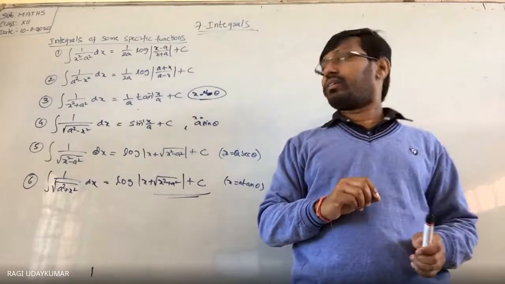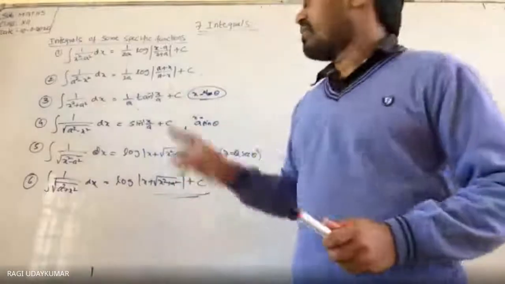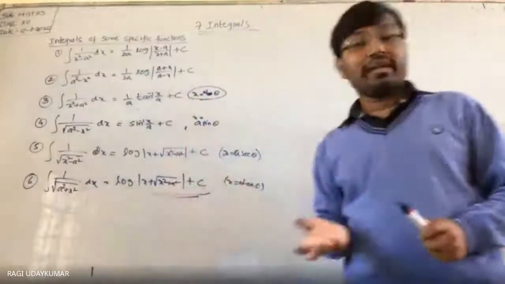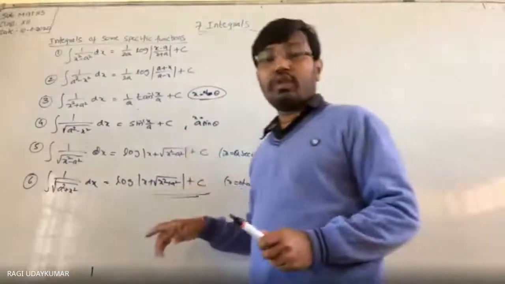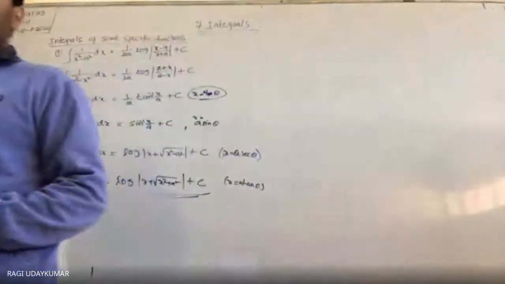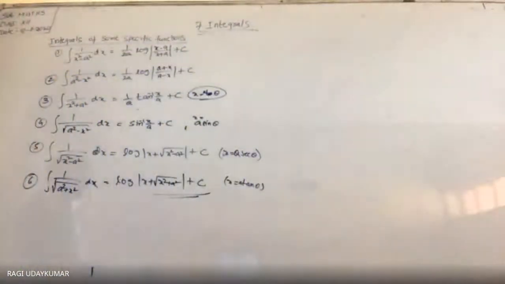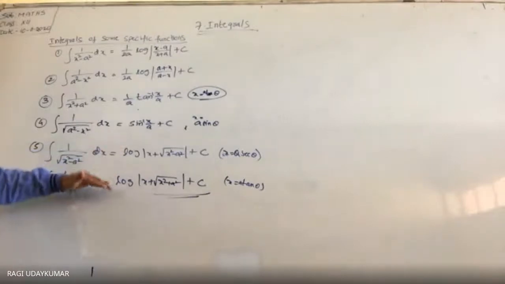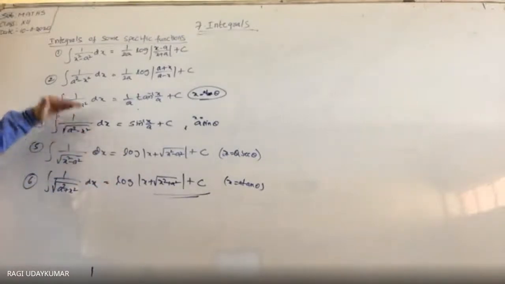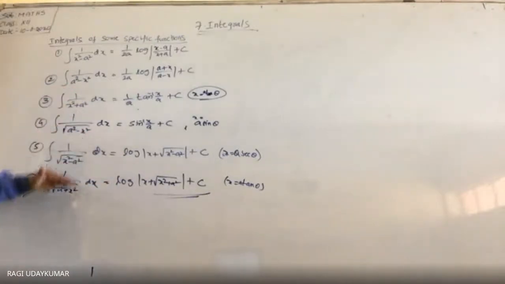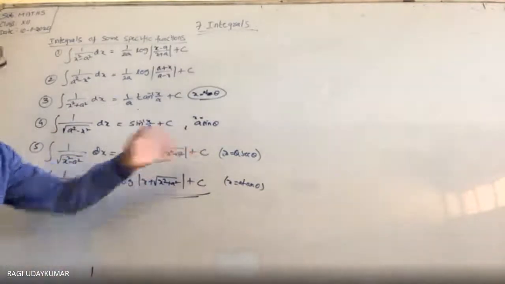Okay. So next: 1 by x square plus a square, 1 by under root of a square minus x square, and under root of x square minus a square, under root of a square plus x square. These two are easy: they are in the form of trigonometry, and these two are logarithms, in a similar way. And how do we prove it? x equal to a constant.